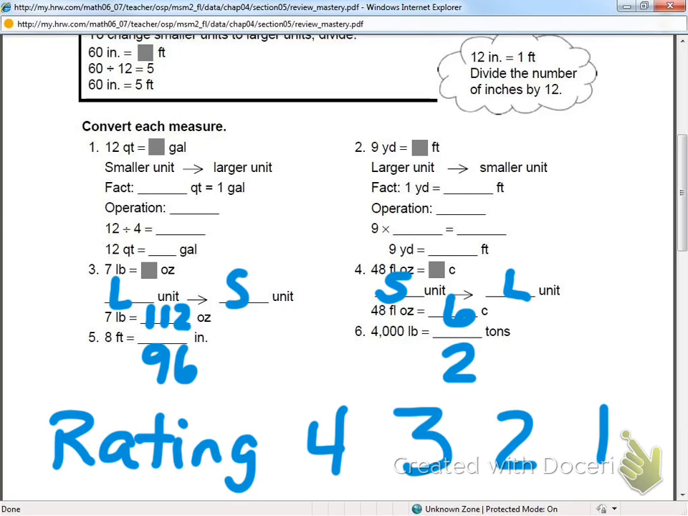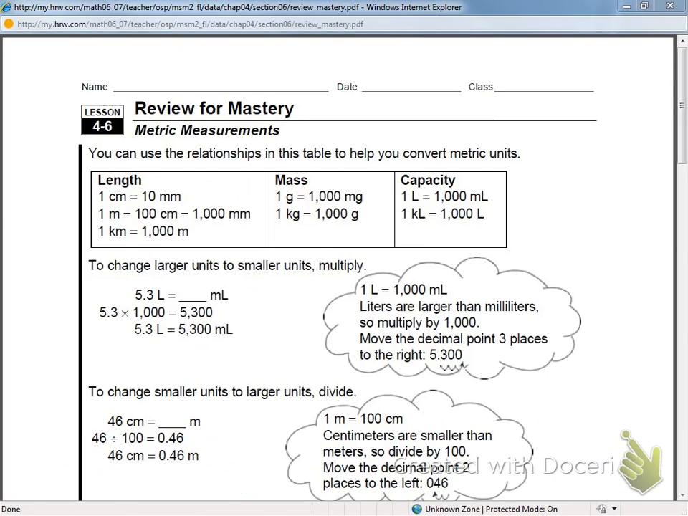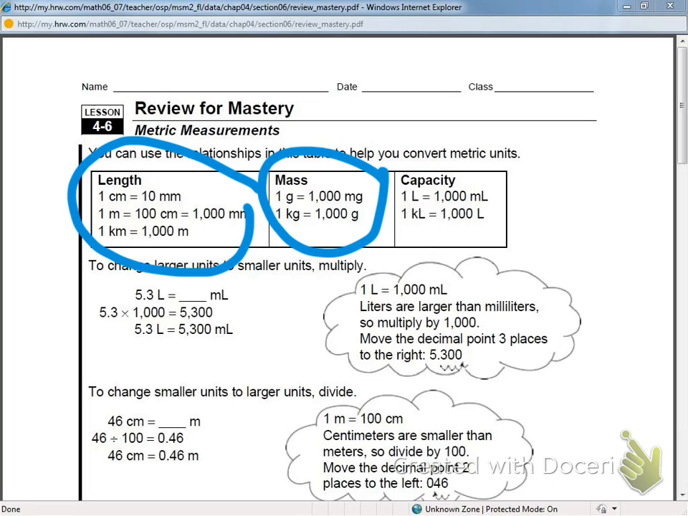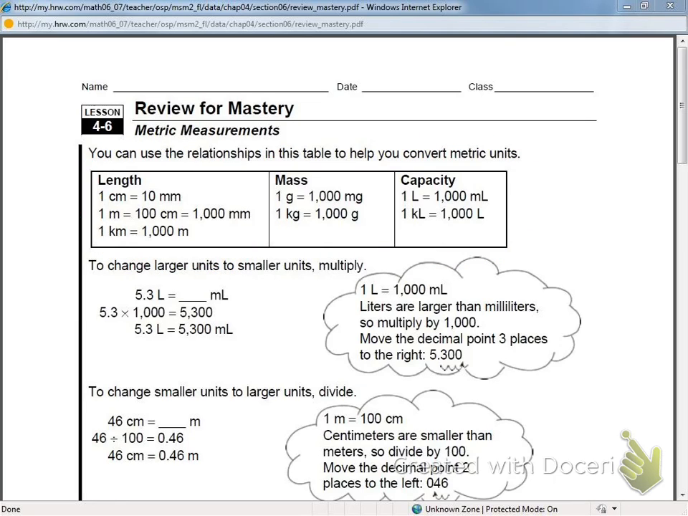Okay, now I'd like you to turn your paper over. On the back of your paper, we are looking at metric measurements. So for metric, we have the same. We have length, which is a measure, mass, which is a measure of weight, and capacity, which is a measure of volume. So to change larger units to smaller units, we have to multiply.